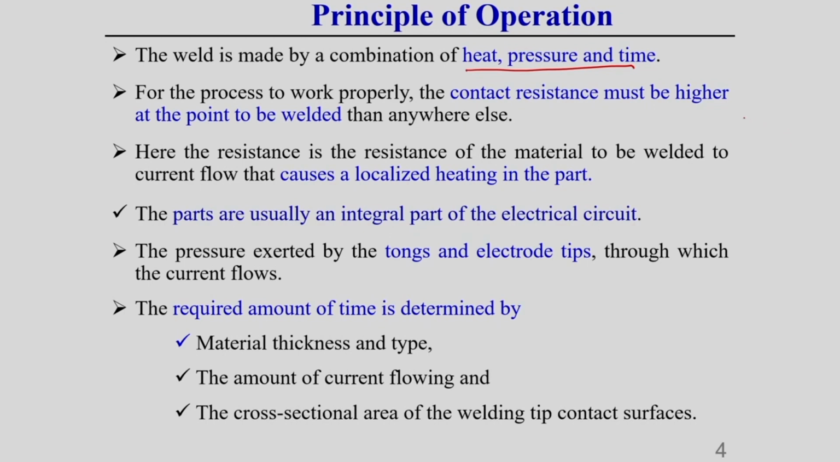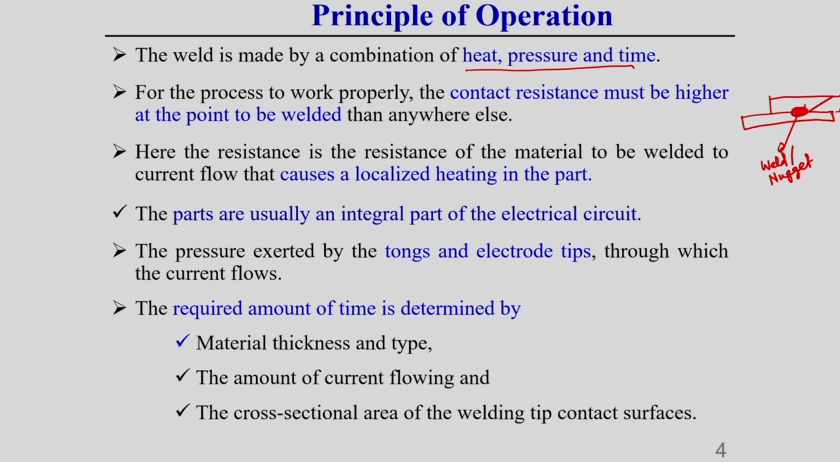Let us consider, I am just drawing. This is one piece of material, this is another piece of material. These two pieces I want to join, I want to make a weld spot or weld nugget. This is called the weld, or sometimes it is called the nugget also, just keep it in mind. Let these two pieces be the ones we are interested to join together. To make this joint or weld nugget, one thing is very important: in this location the contact resistance should be higher at the point to be welded than anywhere else.